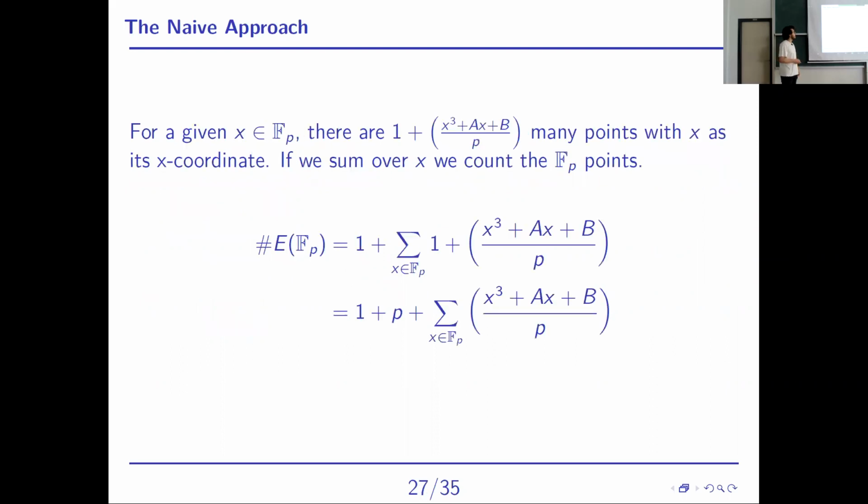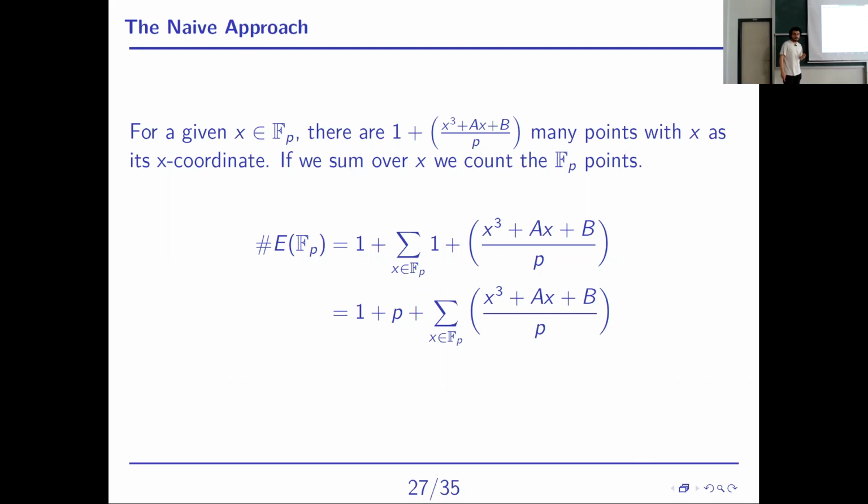And then if we count over the points in Fp, where the expression with parentheses is a Legendre symbol, this means that if we count over that expression, we count the Fp points of the elliptic curve. Why is this called the naive approach? Because it's not as fast as we would like it to be.